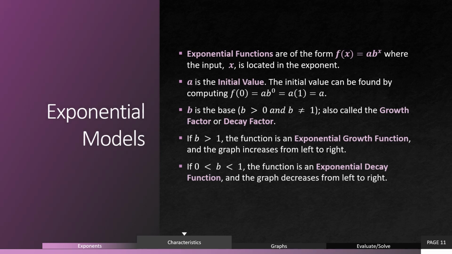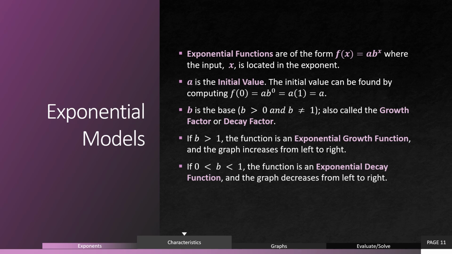Exponential functions are of the form f of x equals a times b to the x, where the input x is located in the exponent. a is that initial value. If you've been given a function, you can actually calculate it by finding f of 0, which would give you a times b to the 0. Since b to the 0 equals 1, we have a times 1, or just a.